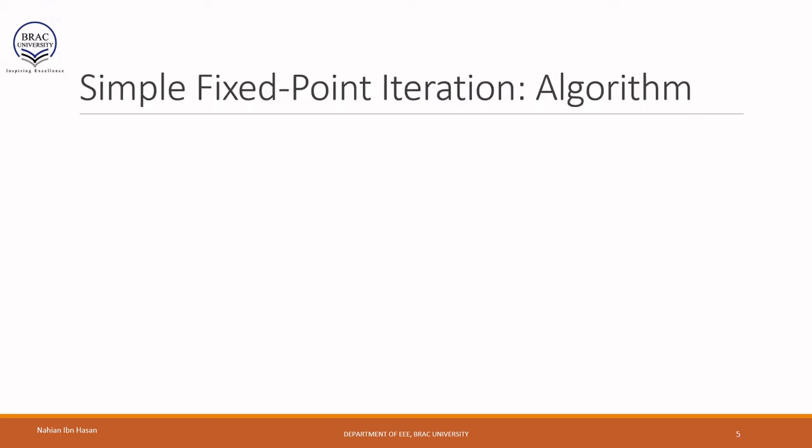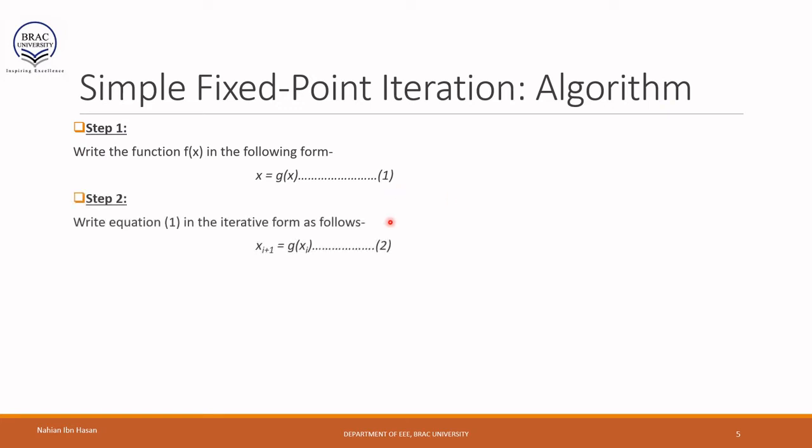So let's look at the detailed algorithm of simple fixed point iteration. In step 1, we rewrite our function f of x in a specific form, x equal to g of x. That is a very simple method. Then we transform this equation 1 into the iterative form, which looks like this: x i plus 1 equal to g of x i. Equation 2 is going to be used in the later steps.